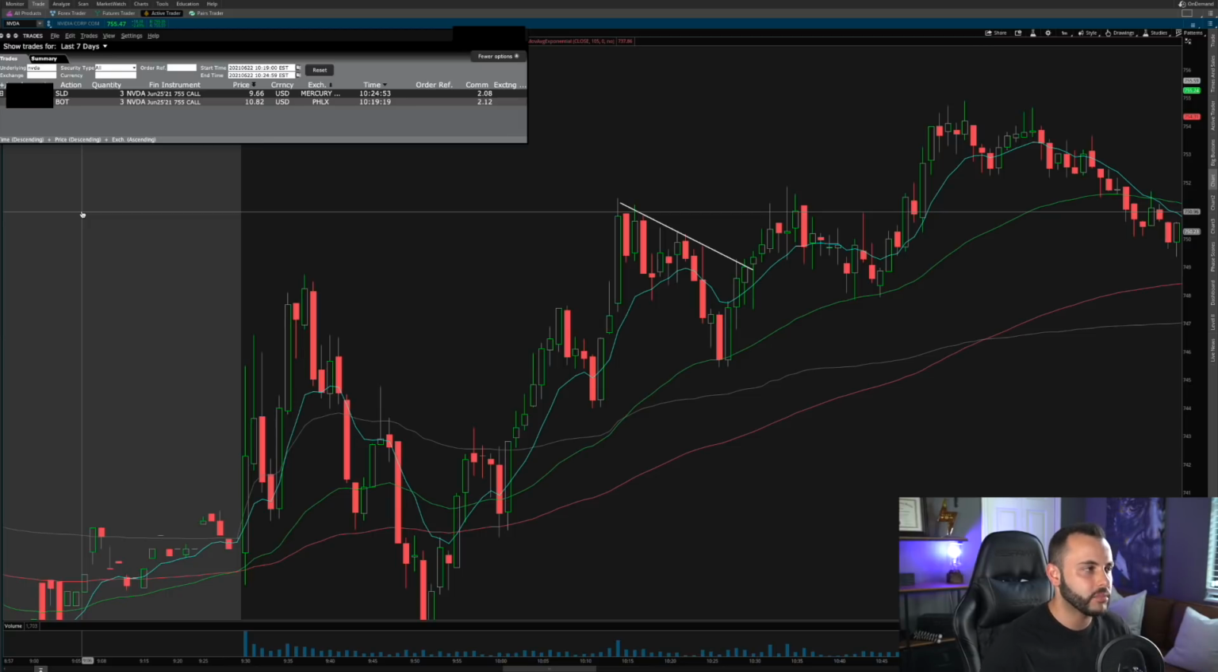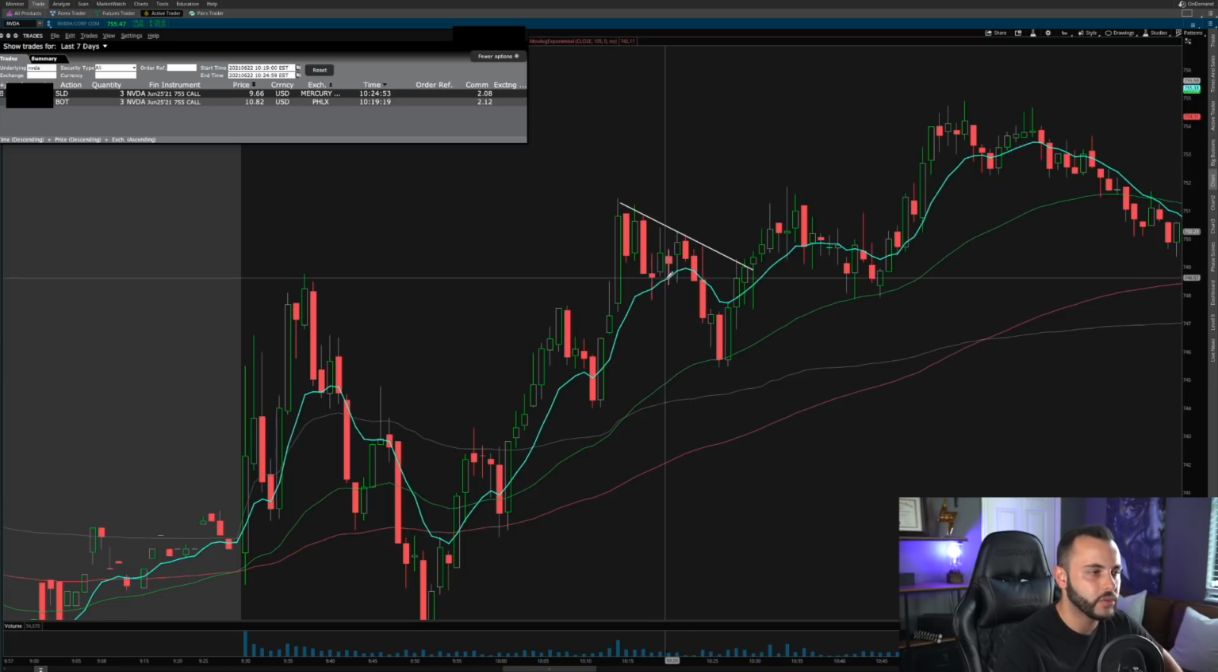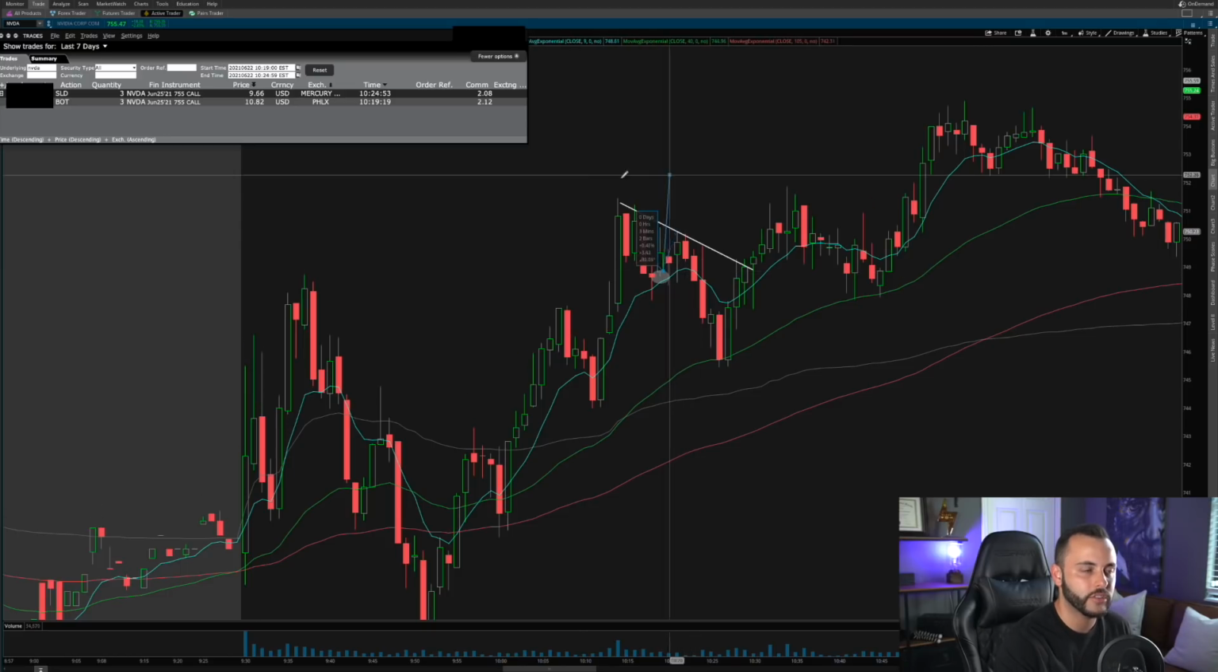So here is an example. Here is where I got into NVIDIA, right here at 10:19. So 10:19 is right here. Why did I take that? Because I saw a beautiful pullback to the 9 EMA and a little bit of a flag pattern that was forming. So my goal with this trade was a pullback to the 9, get a great entry, and get this push through this flag through high of day.